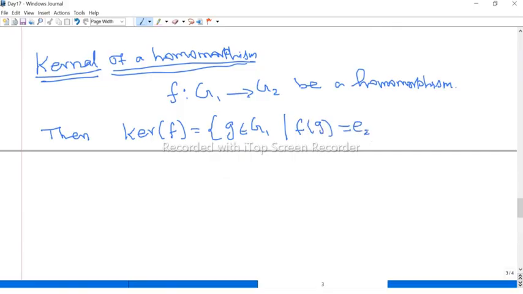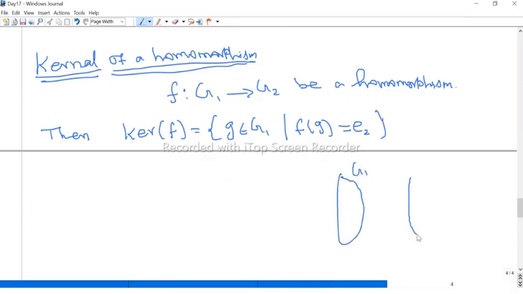Let E2 be the identity element in the codomain and E1 the identity element in the domain. For example, suppose this is our group G1 and this is group G2. Since G1 is a group, it has some identity element, which we call E1. Since G2 is also a group, E2 is the identity element of this group. Now the kernel is a subset of G1 consisting of everything that maps to the identity element E2. That set is called the kernel of f.